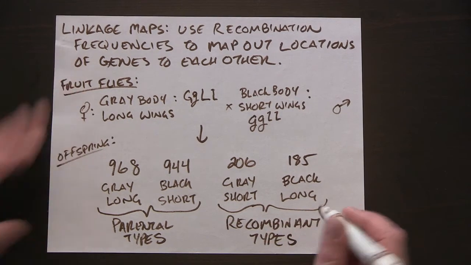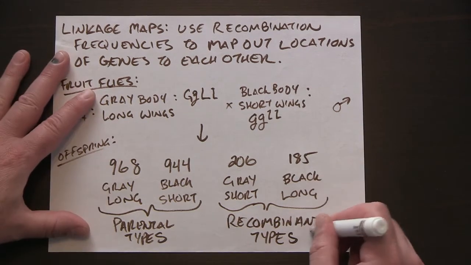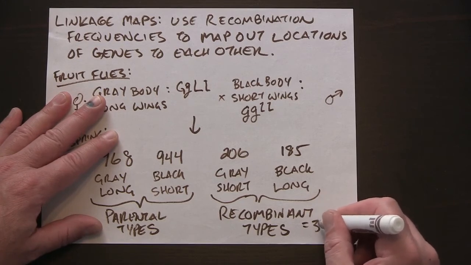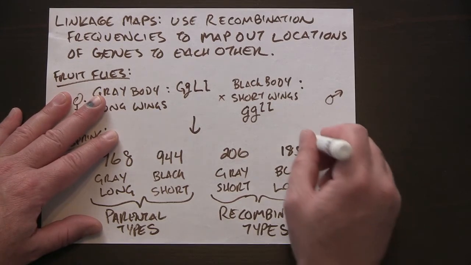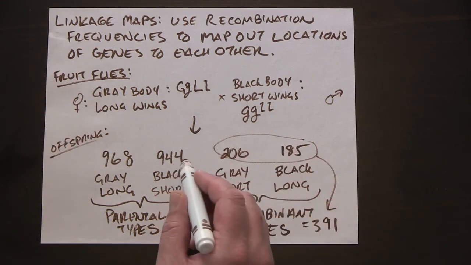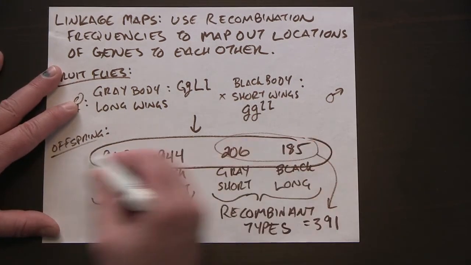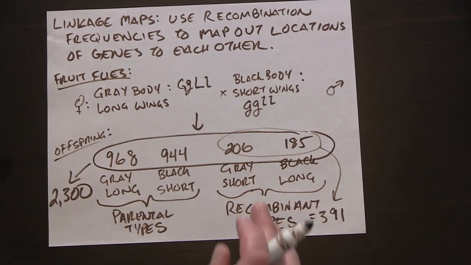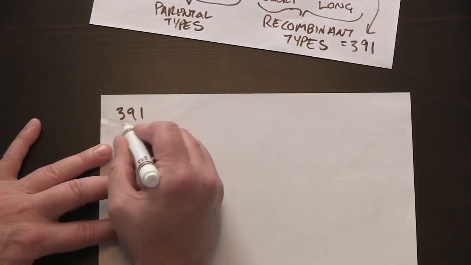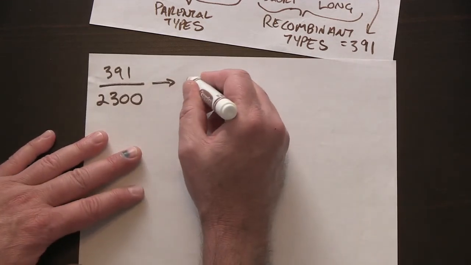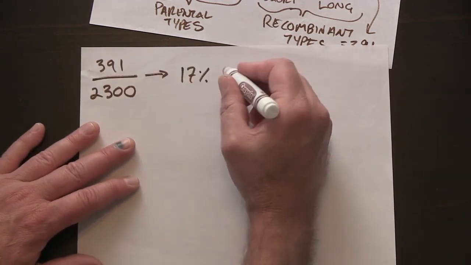Okay. So if we add these up, we have 391 recombinant types out of a total of 2,300 total. So if we do the math, 391 recombinant out of 2,300 total equals 17% are recombinant.